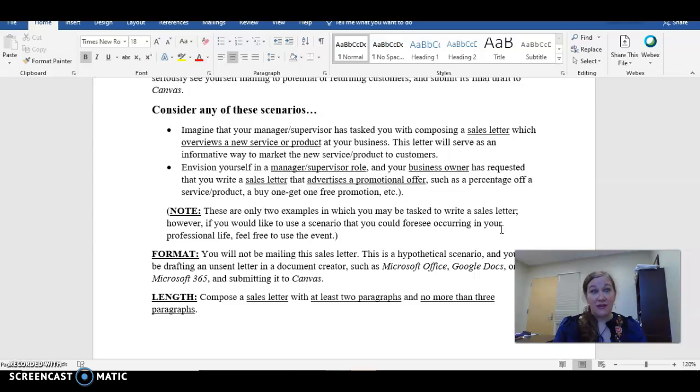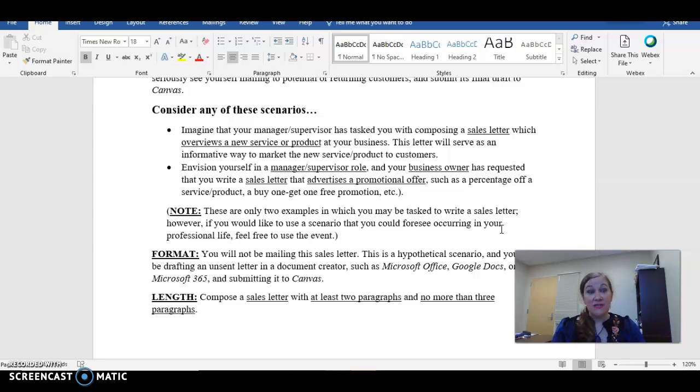Also, you have another scenario. Envision that you are in the manager or supervisor role, and your business owner, the franchise owner potentially, has requested that you write a sales letter that advertises a promotional offer. Maybe there's a certain percentage that's being deducted from certain services or products, or a buy one, get one free promotion. Again, this can be a scenario that actually you've had on the job or one that you could foresee having, okay? Just remember, you want to market.